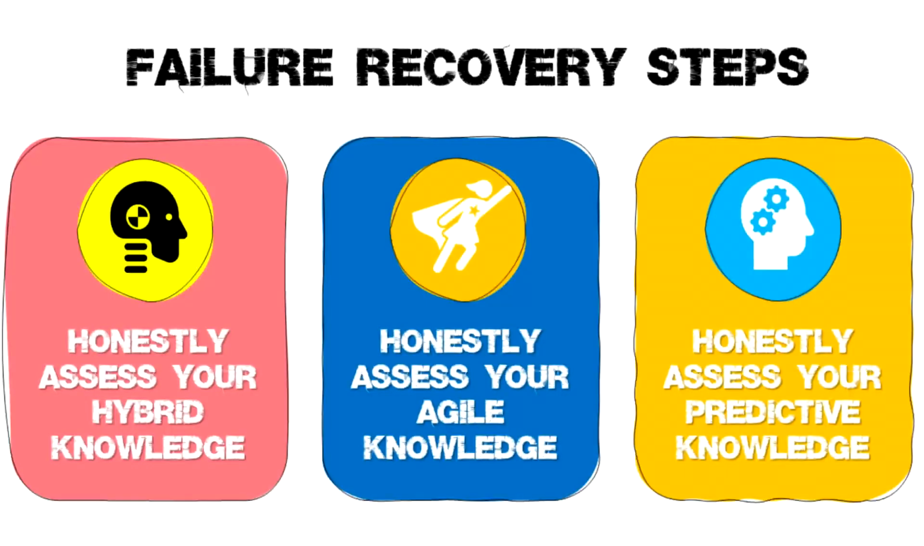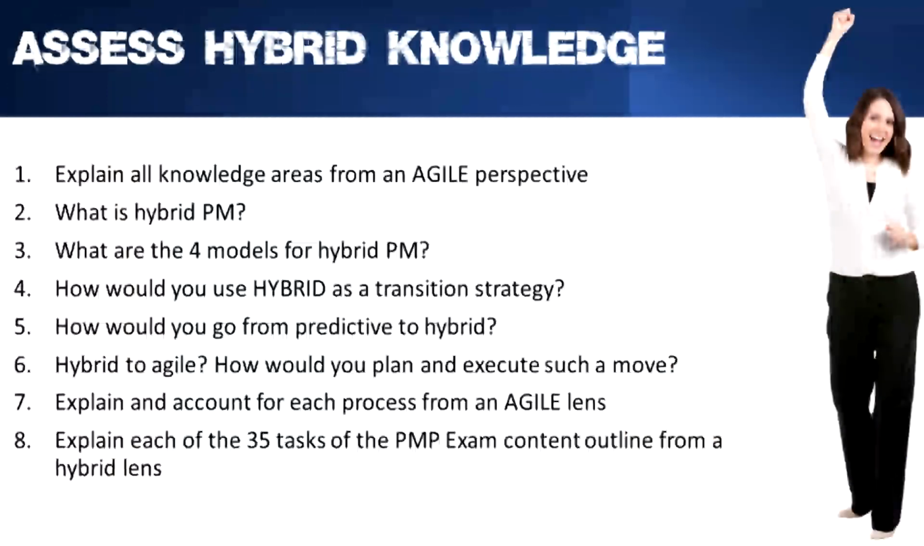Let's first talk about how to assess hybrid knowledge. The very first thing you should do is explain all the knowledge areas from an agile perspective. This will help you hybridize. It will help you mix the world of predictive that you already know and look for gaps in making the correlation between predictive and agile to give you a robust hybrid understanding. Secondly, explain what is hybrid project management.